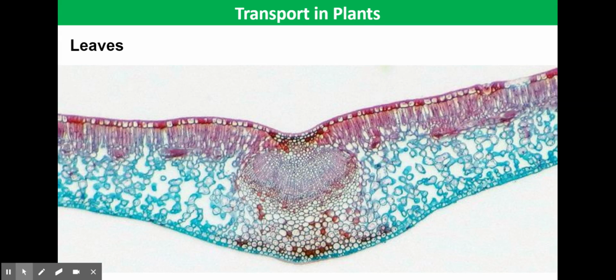Finally, we're going to look at xylem and phloem in the leaf. The vascular bundles form the midrib and veins of a leaf. A dicot leaf has a branching network of veins that get smaller as they spread away from the midrib. Within each vein, the xylem is located on top of the phloem.